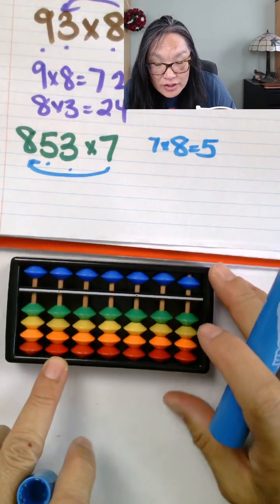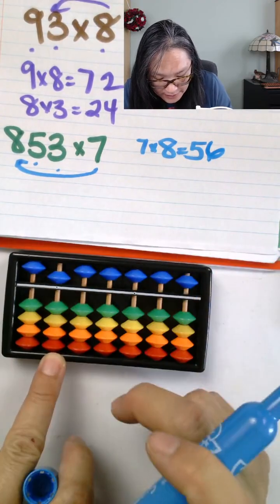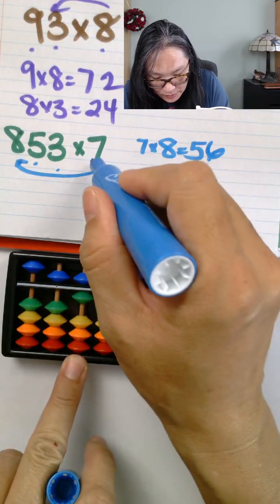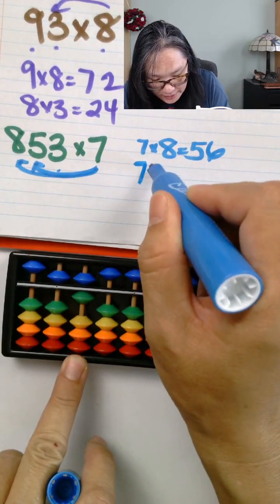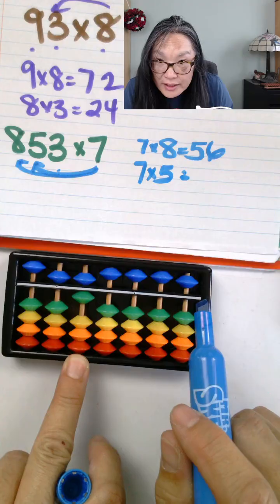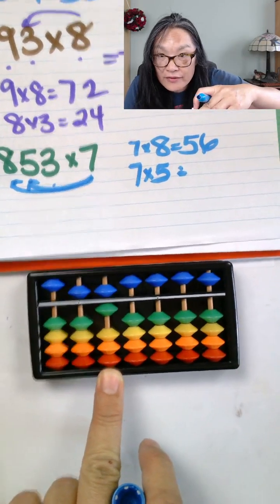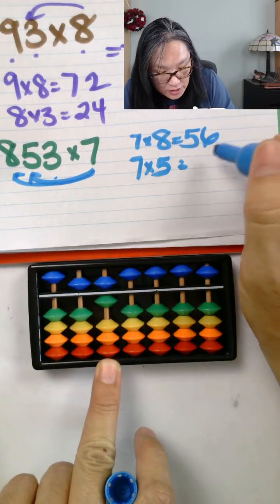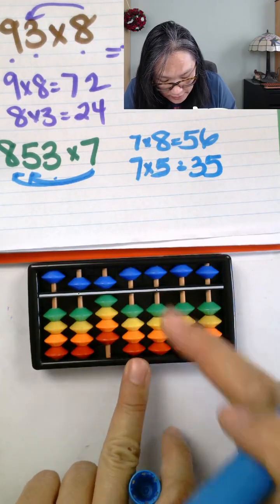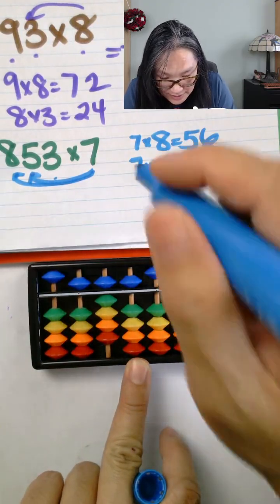Right. Thank you. Yes, 56. 50 and then 6. So I move my finger here, right? The next one we're going to do is 7 times 5. 7 times 5 is 35. So you add 30, and then you add 5, right? 35. And then what's next?